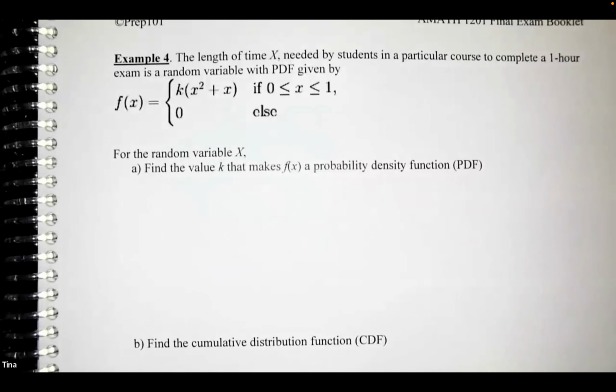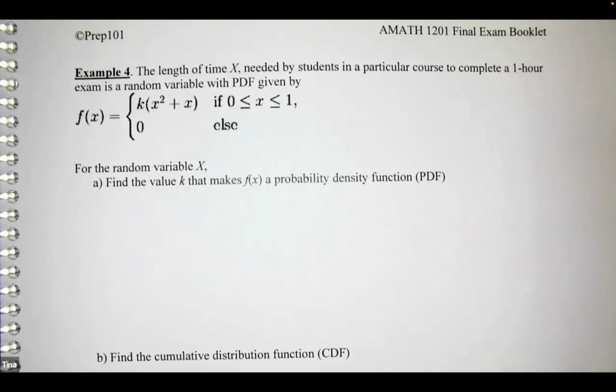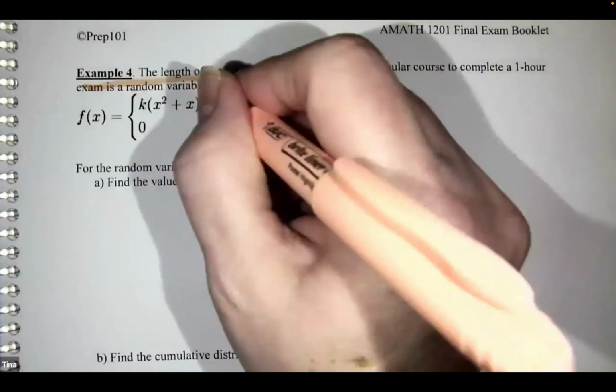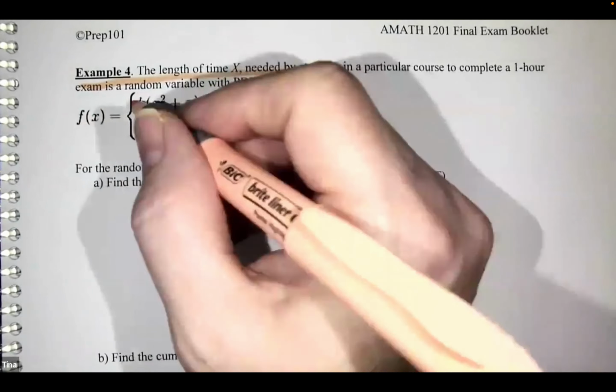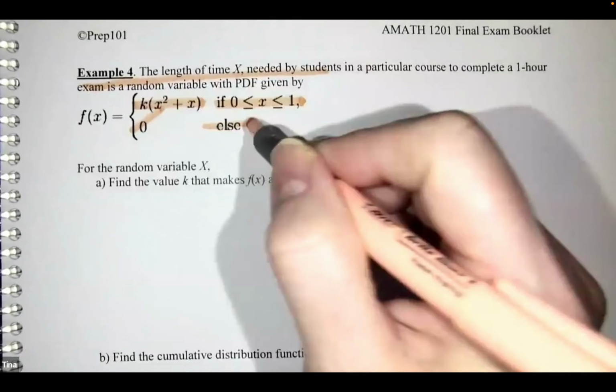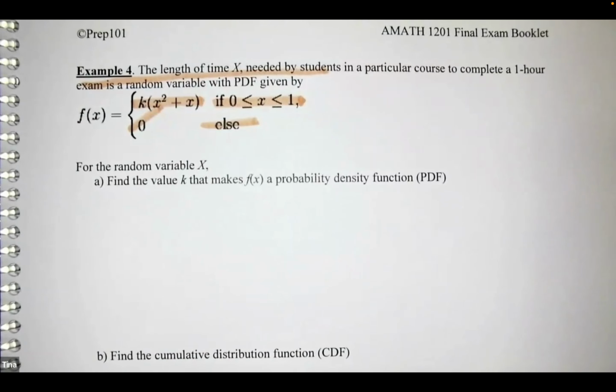So the length of time needed by students in a particular course to complete a 1-hour exam is a random variable with PDF given by little f of x is k times x squared plus x from 0 to 1 and 0 everywhere else. So no area anywhere else. So A, for the random variable x, find the value of k that makes f of x a probability density function. B, find the cumulative distribution function. C, show that if you do the derivative of part B, you'll get the function in part A, and then we're going to do mean, variance, and standard deviation on the next page.